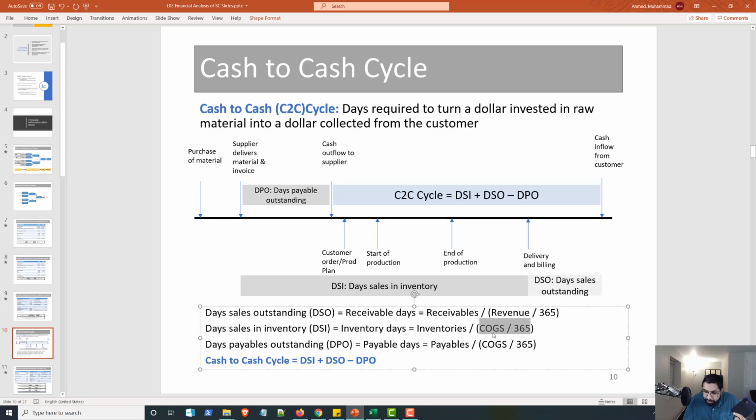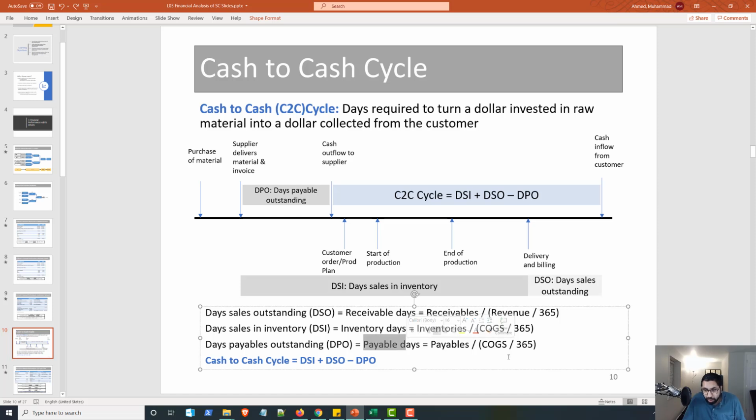Because this phone is in inventory, my balance sheet will not say $600 of inventory for this phone. It will say $300, the cost of the phone, not the selling price. Inventory is at cost on the balance sheet. So we take the cost per day, cost of goods sold per day, and we divide inventories by that to get inventory days. Same thing for payable.